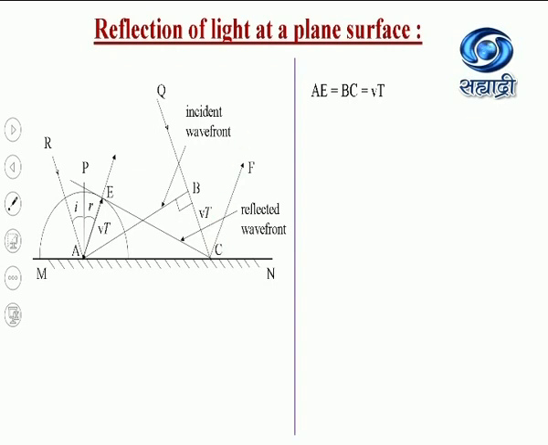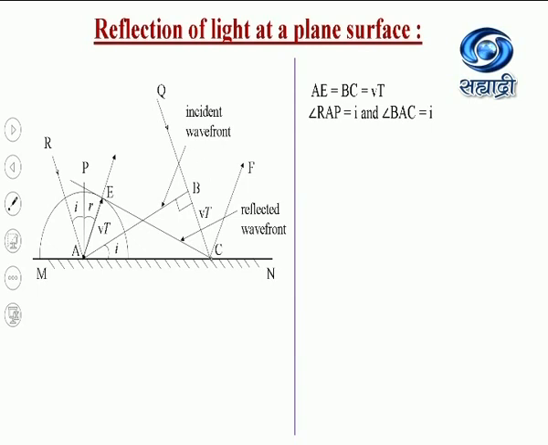Now let us prove the laws of reflection. Now we have RA perpendicular to AB and also PA perpendicular to AC, and therefore the angle BAC is equal to I, and this is called the angle of incidence for the incident wavefront. So angle of incidence for the incident wavefront is the angle between the incident wavefront and the reflecting surface.